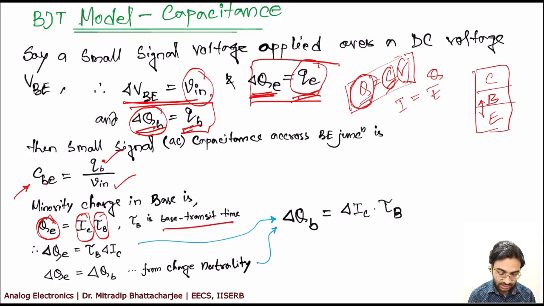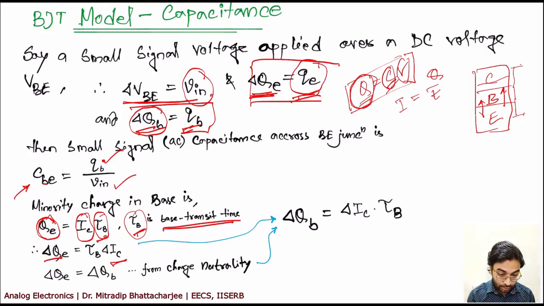Tau B is the base transit time. That means the time taken by a charge to cross the base area. So higher the base width, your tau B will be higher, which is, I mean, common sense, right? If this part is wider, then the time taken by the charge to go from one end to the other will be higher, right? So this tau B is known as base transit time. So similarly, we can write delta QE is equal to tau B into delta IC.